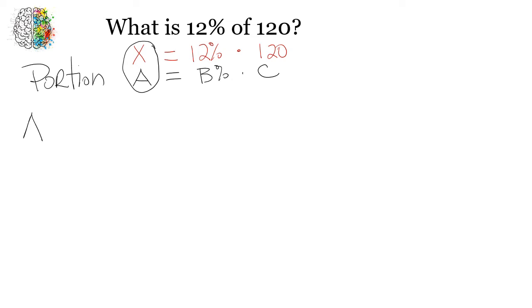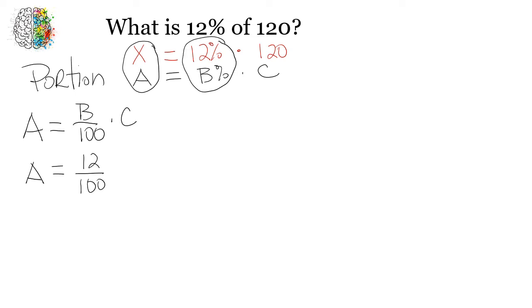That means I'm going to use the formula A equals B over 100 times C, because I'm going to convert this 12% to 12 over 100. So this is when we start putting in our numbers. A is the unknown that I'm solving for. B is 12, and I'm going to divide it by 100 because I'm taking that 12%, converting it to a fraction by dividing by 100. And then C is my total amount.